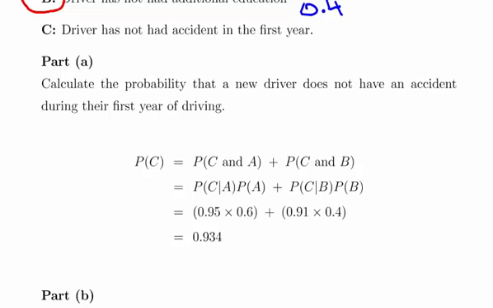So essentially, the probability of C and A is 0.95 times 0.6, and the probability of C and B, calculated using that conditional probability formula and rearranging it, is 0.91 times 0.4. So add them all up together and we should get the probability of C being 0.934. Okay, so the second question is as follows, and it's essentially using the conditional probability formula.